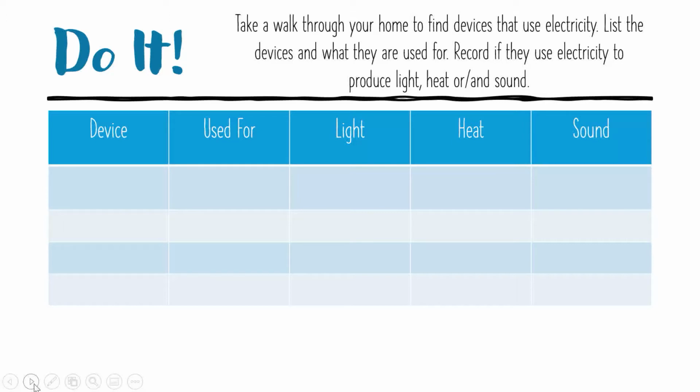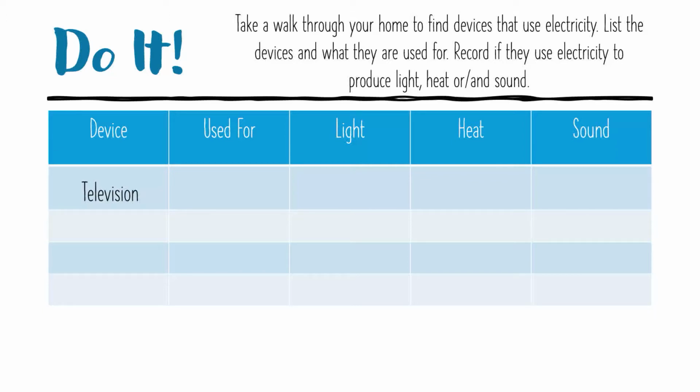So, you are going to take a walk through your home to find devices that use electricity. You're going to list the devices here and describe what they are used for. And then you're going to record if they use electricity to produce light, heat, and or sound. Okay? So Ms. Douglas took a walk through her home and I did list some devices here. And I just want you to predict as I move along through the chart what you think will come up in each box.